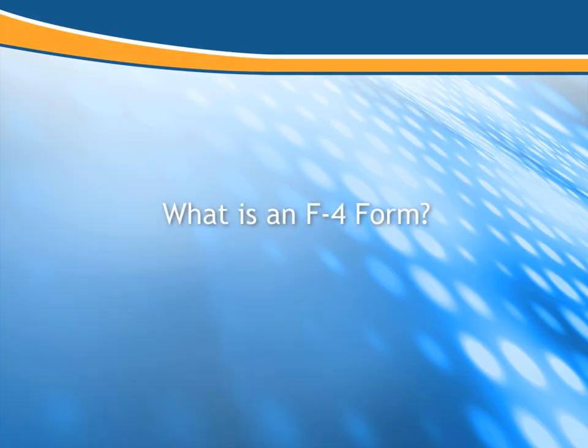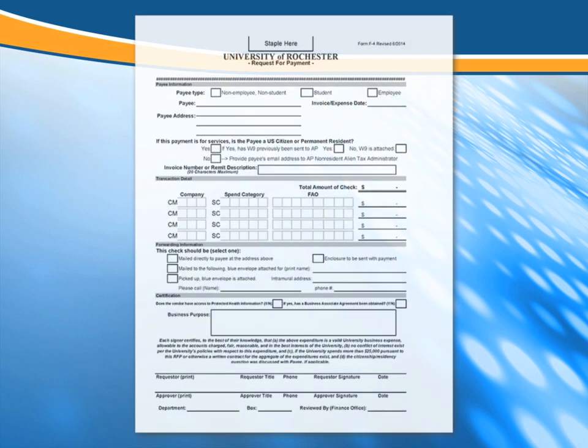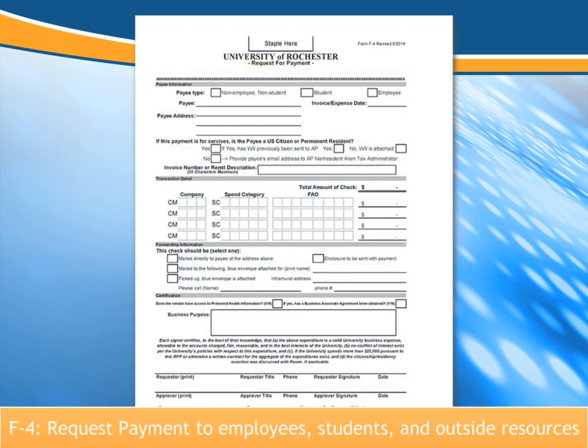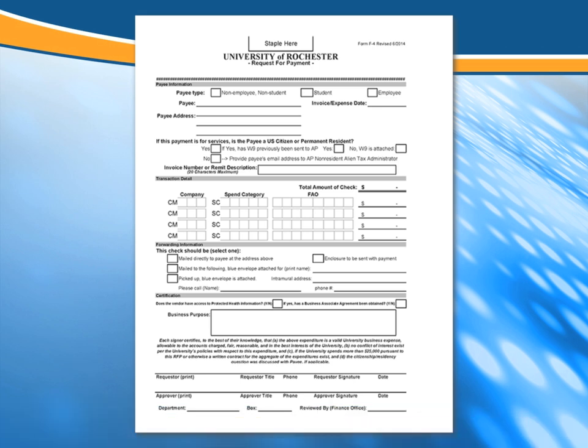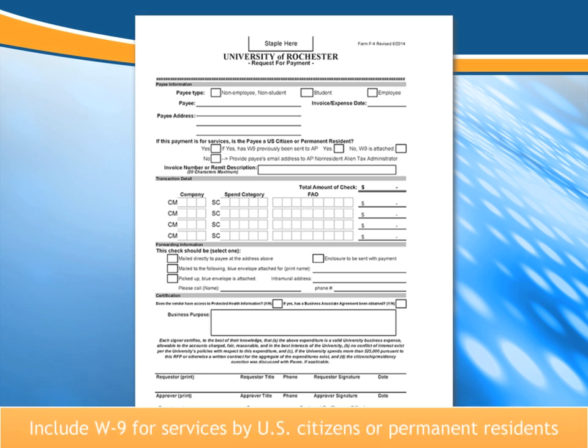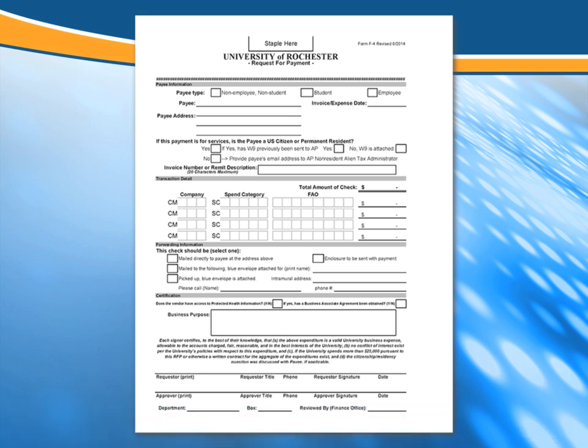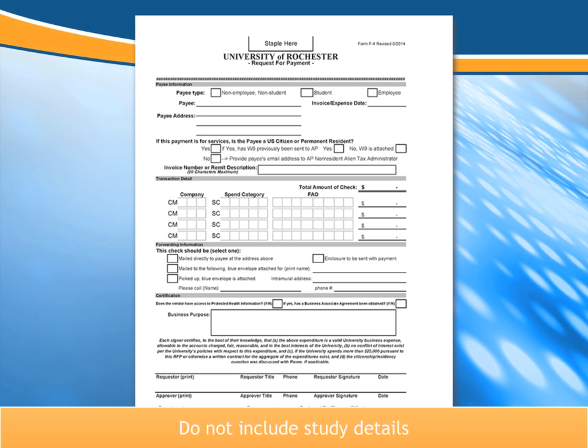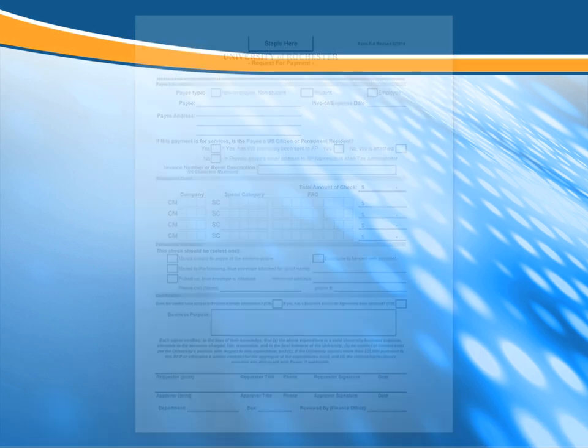The F-4 form has changed. It is used by U of R employees to request payment to other employees, students, or outside resources. The rules for using the F-4 form have not changed. If the payment to a U.S. citizen or permanent resident is for services, you'll need to include a W-9 form. And if the payment is to an individual for study participation, do not include study details.